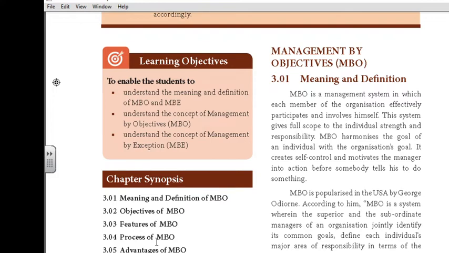The definition and meaning of MBO is: it's a system in which each member of the organization effectively participates and involves themselves. So it is not an individual process, it is a group process. It gives full scope for individual strength and responsibility. Individual strength and responsibility here refers to the higher level of authority. In your business, the higher level of authority may be the directors or any other persons. And it aligns the goal of an individual with the organizational goal. Of course, it does not depend upon profit only. It is for the organizational goals.